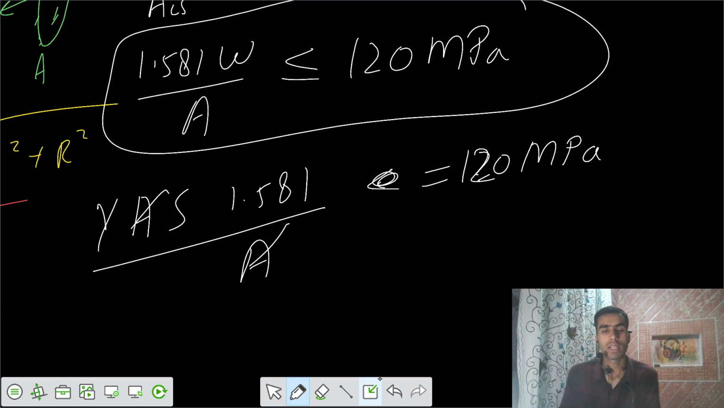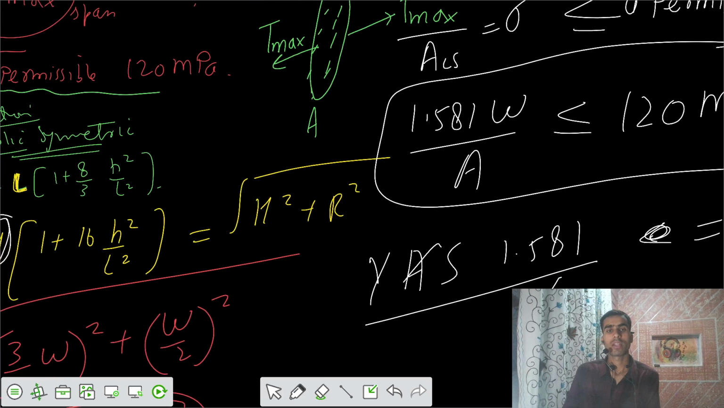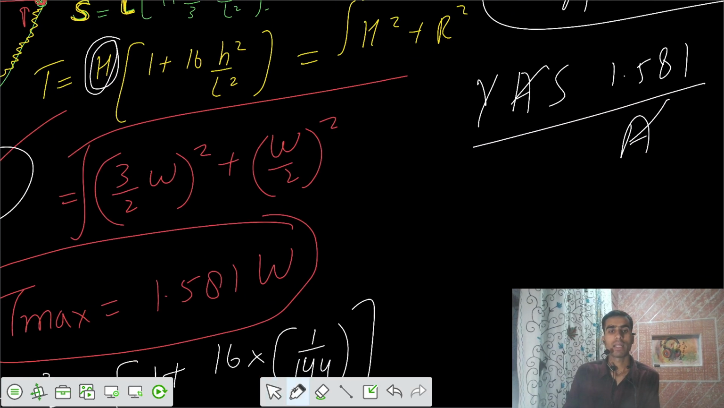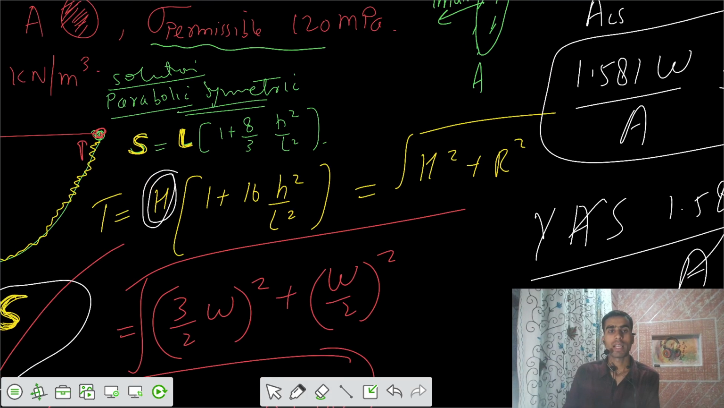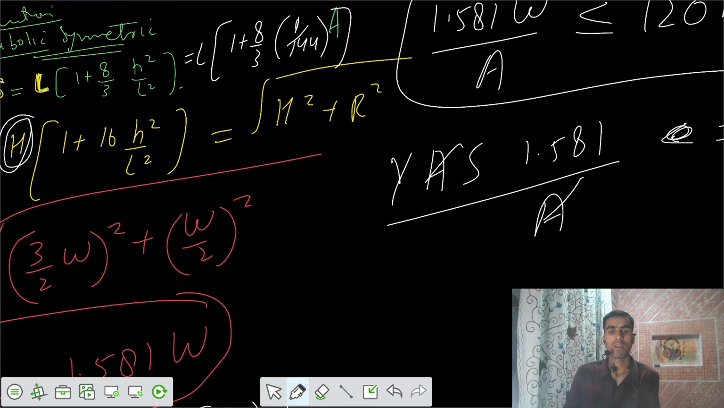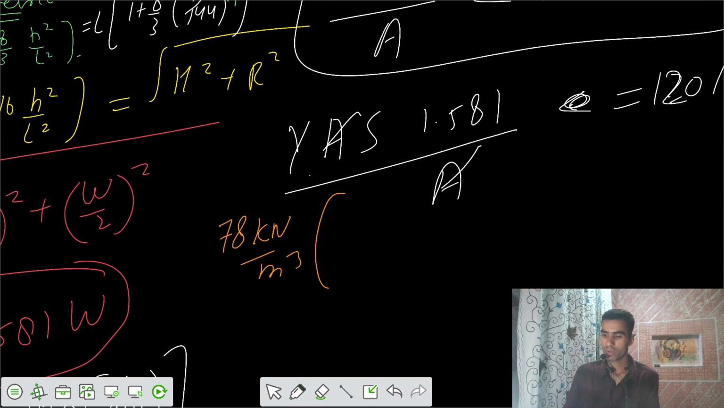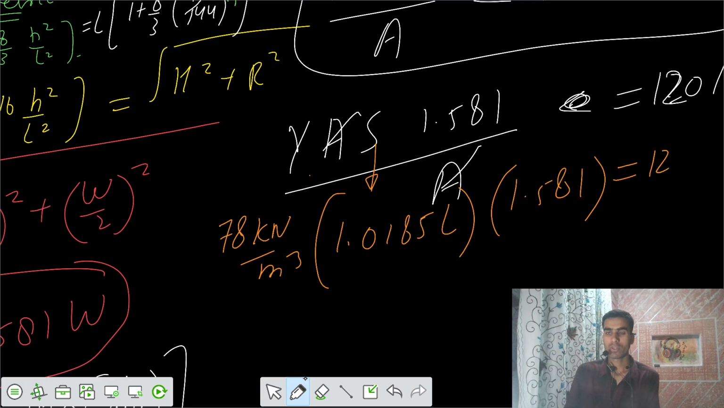So we need to convert that cable length into the total horizontal length S. If I write the cable length in terms of horizontal length, that's L times 1 plus 8/3 times 1/144. So that's the value of S. We know that gamma is 78 kilonewton per meter cube, and the value of S comes out to be 1.0185 L. This is the value of S. After that, we have this factor of 1.581, and this should be equal to 120 megapascal.